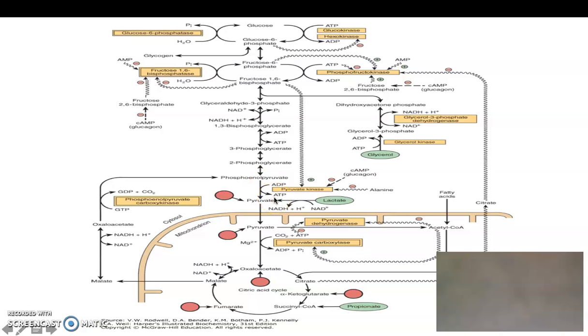The second enzyme that I would expect to be activated is glucose 6-phosphatase. This enzyme helps with the conversion of glucose 6-phosphate into glucose, which can be seen up here.